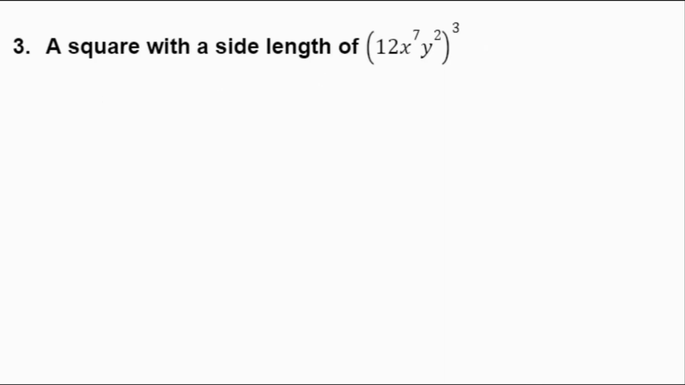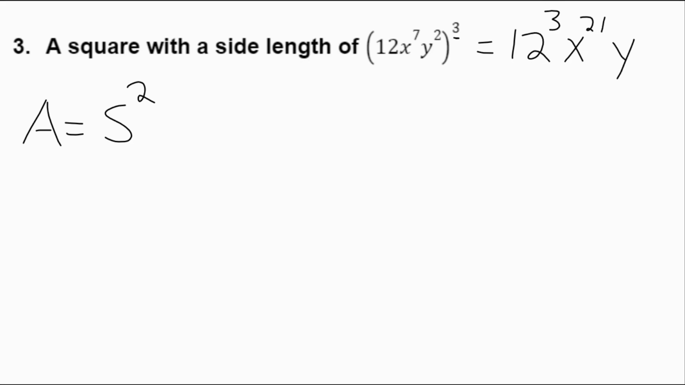Number three, a square with a side length of 12 x to the 7th y squared, all to the third power. I know a formula for square is side squared, so I want my simplified side and then square that. So here I have my side already to the third power, so I'm going to multiply everything by itself 3 times in order to simplify one side length. If I do that, I'd have 12 to the third power. I'd have x to the 7th to the third power, which is x to the 21st, and then a y squared to the third power, which is y to the 6th. So my simplified side is 12 to the third, x to the 21st, y to the 6th.